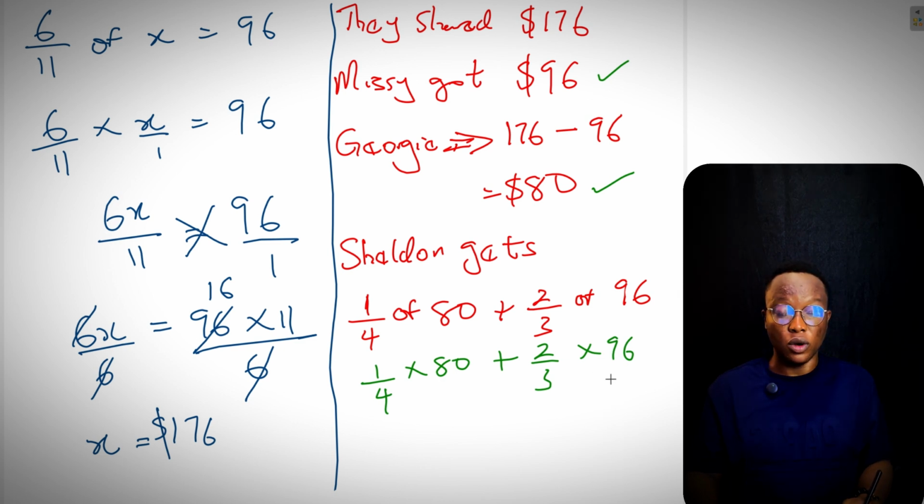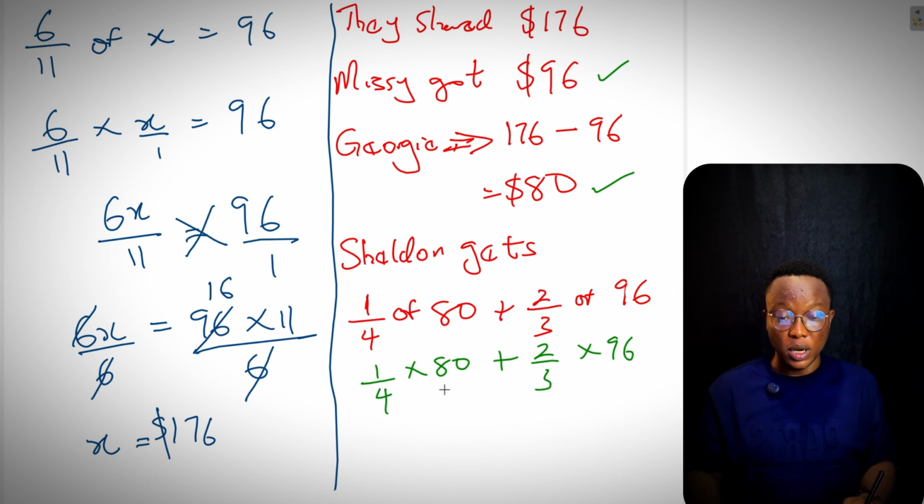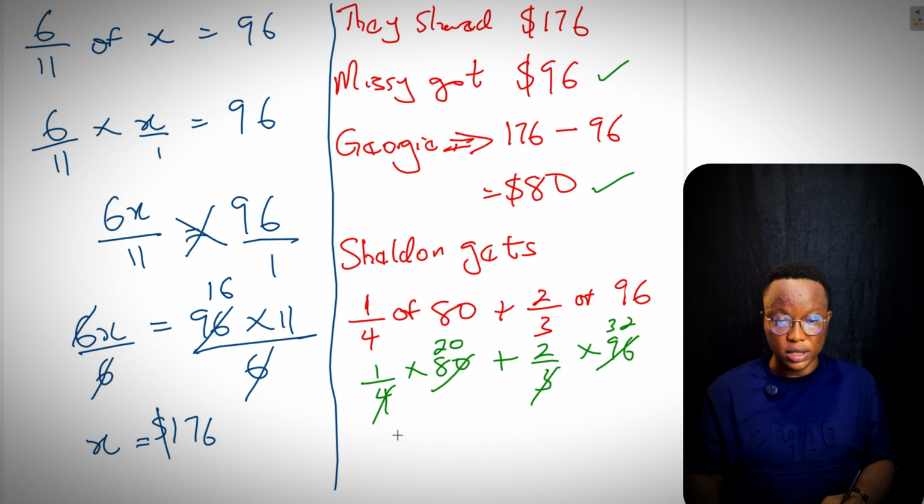Basic BODMAS will come into play here, so we have to do the multiplications first. 4 into 80 gives 20. 3 into 96 gives 32. So 1 times 20, that's 20, plus 2 times 32, that's 64. Total, Sheldon gets $84.